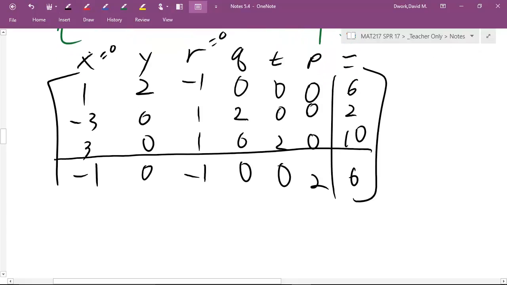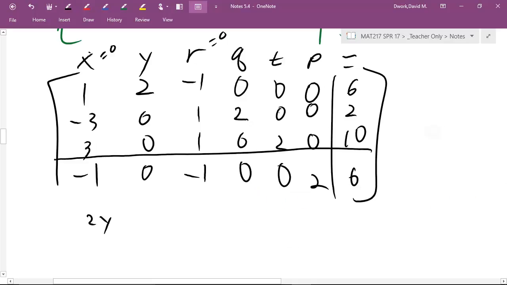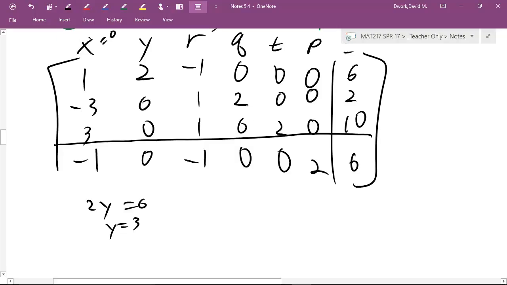All right, so now let's read across. X is 0, so I've got two y's, r's are 0, 0q, 0t, 0p equals 6. I really don't care what the number is. I just care that it's positive, but you'll see y equals 3. So this one was giving us the value of y.